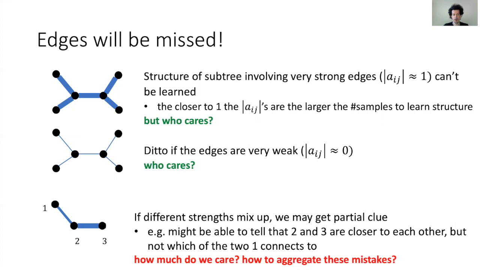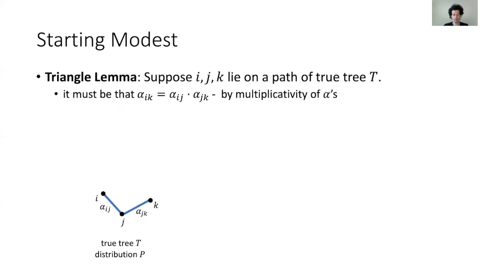The question is, how much do you care about these types of mistakes? And also, how do you aggregate a large number of such mistakes? To answer this, we need a quantification of those mistakes. This is what we do now. Towards this end, let's consider three nodes, i, j, and k, that lie on a path of the true model. By the multiplicativity property, the covariance between i and k is the product of the covariance between i and j and the covariance between j and k.